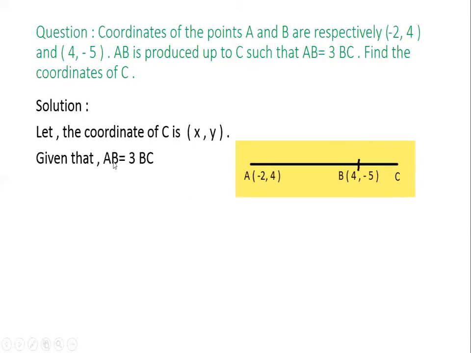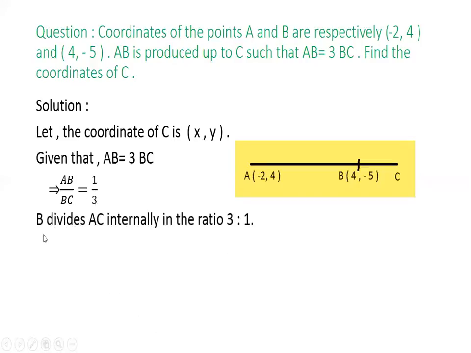Given that AB equals 3BC, we can write AB by BC equal to 3 by 1. So B divides AC internally in the ratio 3:1. So the coordinates of B, using the internal division formula, we can write ((3x minus 2) by (3 plus 1), (3y plus 4) by (3 plus 1)).